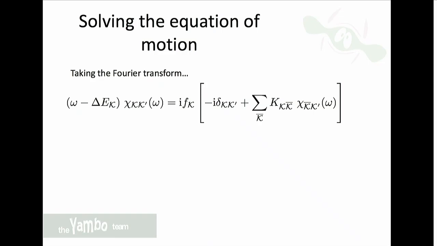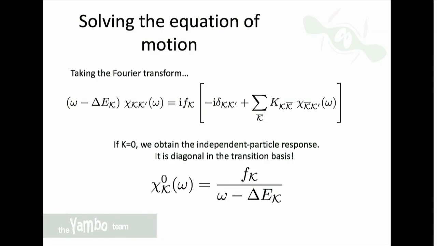Now we are almost at the end. Notice that if we set the kernel to zero, which means if we set the electron-hole interaction to zero, then this equation must reduce to the independent particle response function, which indeed we get, and notice that it's diagonal in the transition basis. The only non-diagonal term, the one that mixes different electronic transitions, is the interaction term, of course.